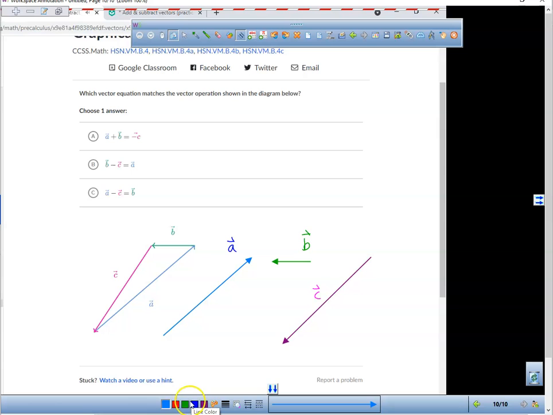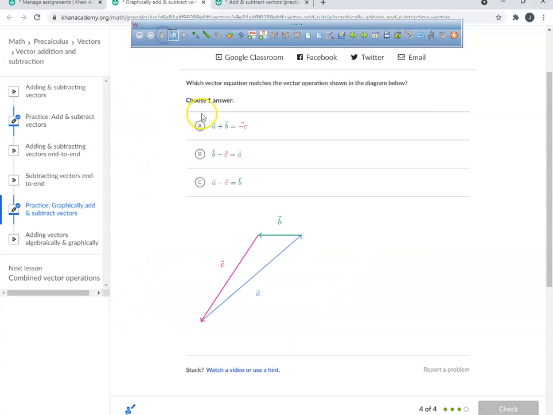So we have A minus C equals B. A minus C goes back down like that, and that is not equal to B. So we're going to go with A plus B equals negative C, because A plus B equals a positive C, but it would also equal a negative C.